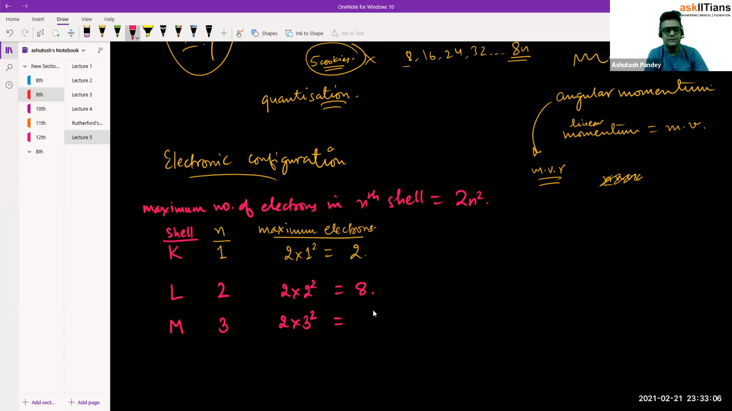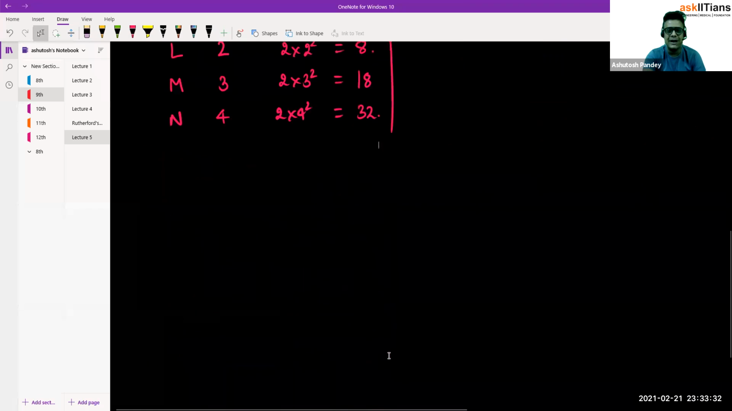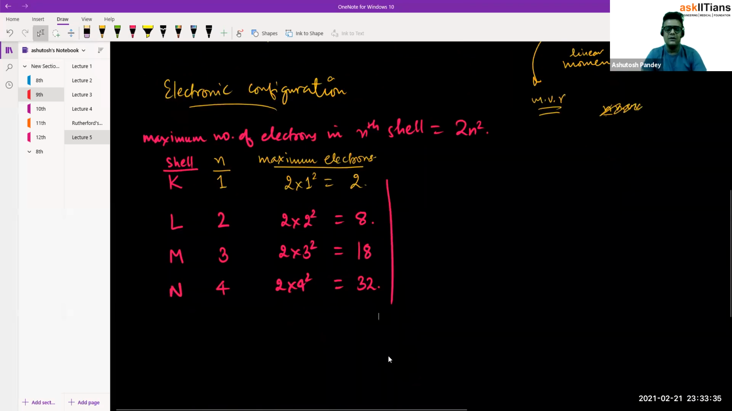how much? 18 electrons. And for n equal to 4, we'll have 2 into 4 square, that is 32 electrons. So like this, 2 electrons and then 8 electrons. Next we can have 18 electrons and then 32 electrons. This is the Bohr-Bury rule.